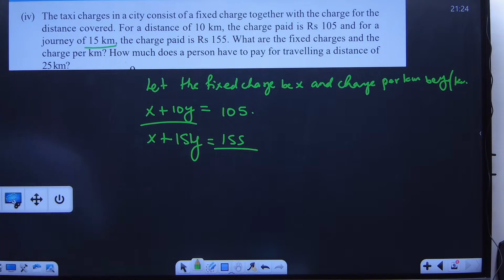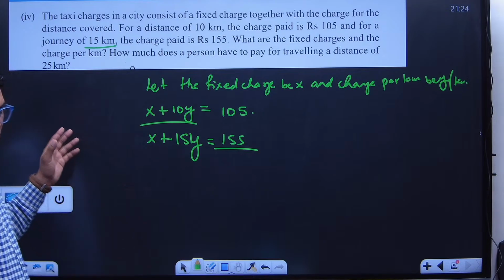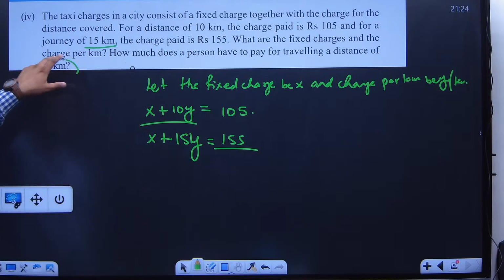Now I want you to solve this and let me know the value of X and Y, and then we can find the solution to the next question, which is: if the taxi goes for 25 kilometers, what is the price that the passenger has to pay?